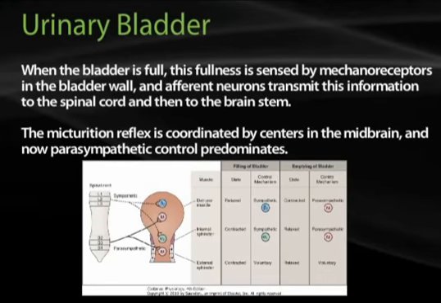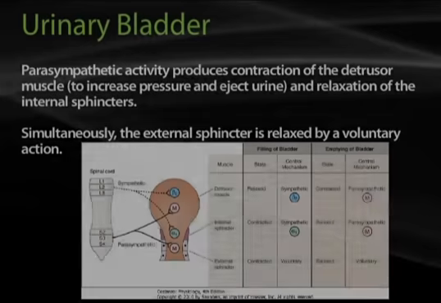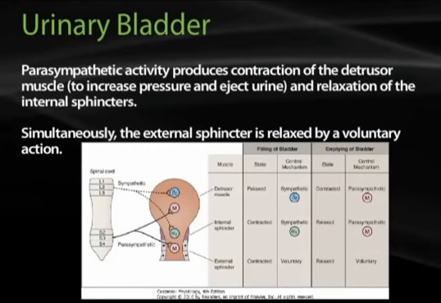When the bladder is full, this fullness is sensed by mechanoreceptors in the bladder wall, and afferent neurons transmit this information to the spinal cord and then to the brain stem. The micturition reflex is coordinated by centers in the midbrain, and now parasympathetic control predominates. The parasympathetic activity produces contraction of the detrusor muscle to increase pressure and eject urine, and relaxation of the internal sphincters. Simultaneously, the external sphincter is relaxed by a voluntary action.